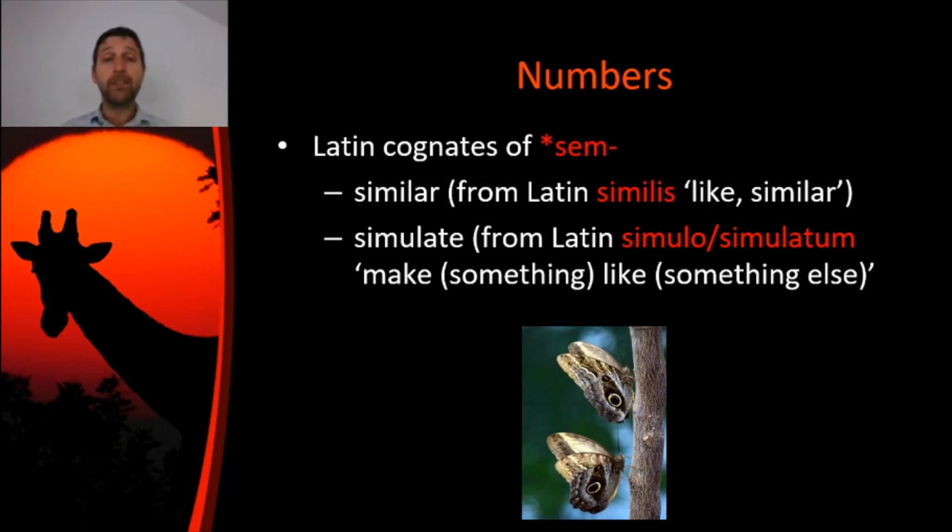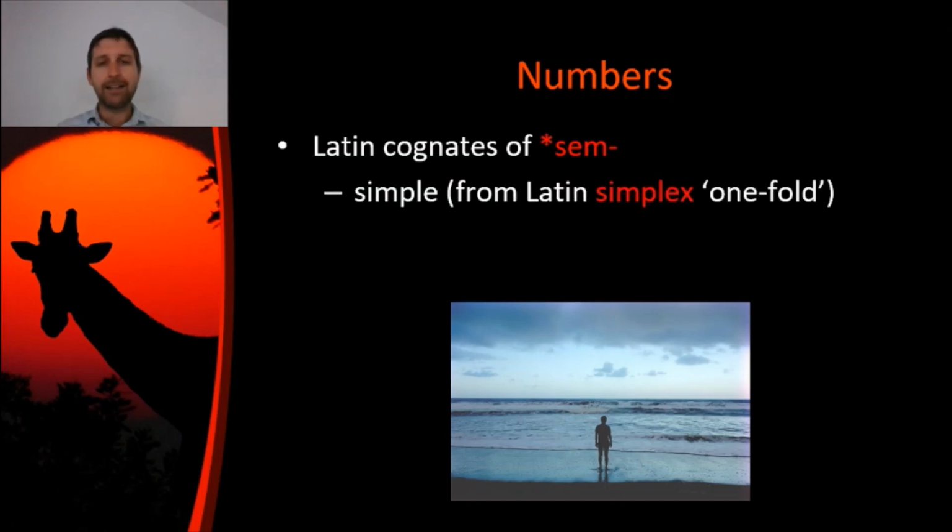word sem. This comes from a verb, simulo, and the past participle was simulatum, which is where we get the T from at the end of simulate. Simulo just meant to make something like something else, right? It means to simulate something is one way you could say it. So we do get simulate from this word, from this root in Indo-European that means one and the same, and you can see why. What about some other Latin cognates?